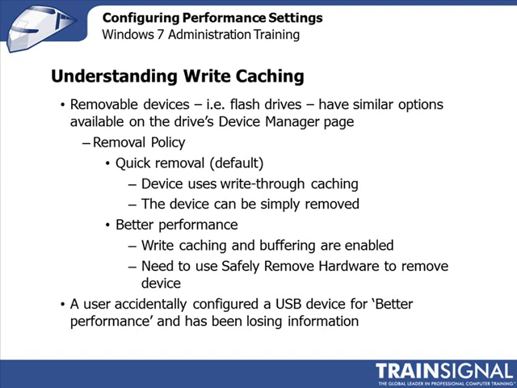If you opt for the better performance option, you need to use the safely remove hardware icon in the system tray to remove the device, and I'll show you that in just a second. Now, in this case, for GlobalMantix, a user has accidentally somewhere along the line configured a USB device for better performance, and they've been losing information ever since. They don't know that they've configured it that way, but I'm telling you that they have. So we're going to go over to a GlobalMantix desktop, and we're going to reconfigure this removable device for quick removal so that this doesn't continue to happen.